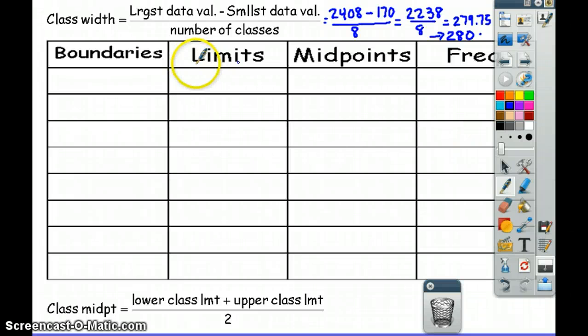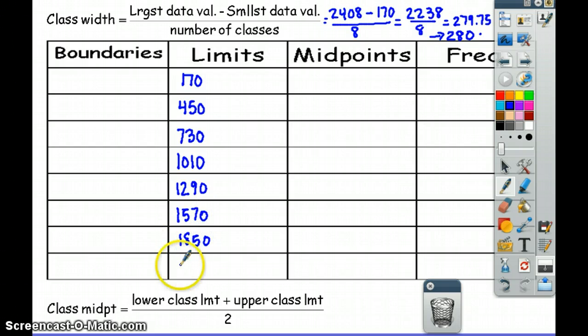Let's fill in our limits first. The lower limit is the smallest value, 170. And then I start adding 280 to each of the lower limits to find the others. So add 280 and I get 450. Add 280 and I get 730. And I continue to do this. 1,010, 1,290, 1,570, 1,850, and 2,130.